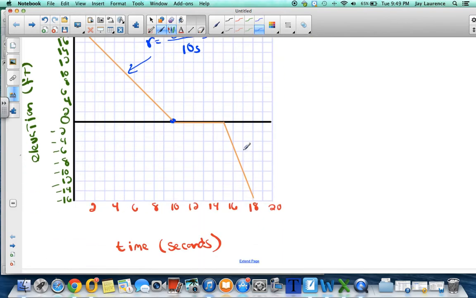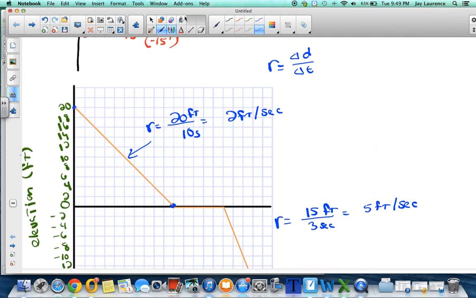And you should be able to do something similar here. Okay, R is going to be, he goes down 15 feet, okay, and he takes 3 seconds to do so, I believe, 3 seconds, and so here, he's going at a rate of 5 feet per second. And there you go. All right, let's look at another problem now.